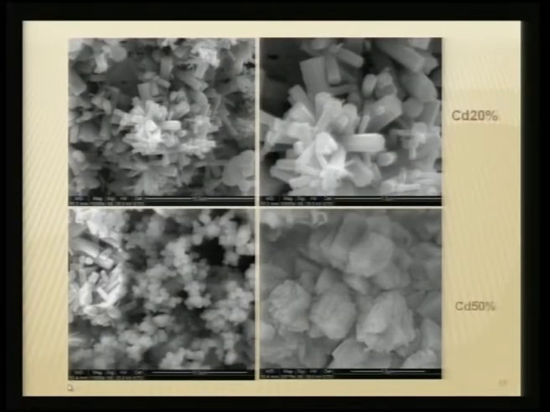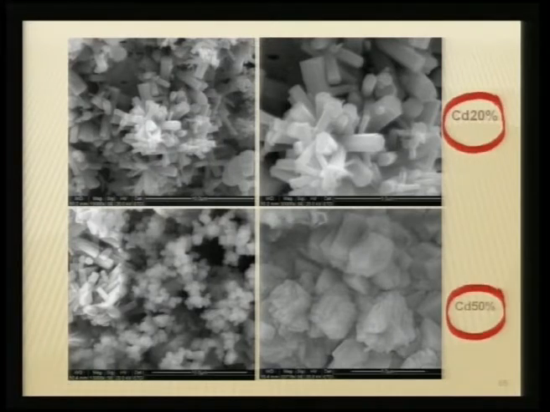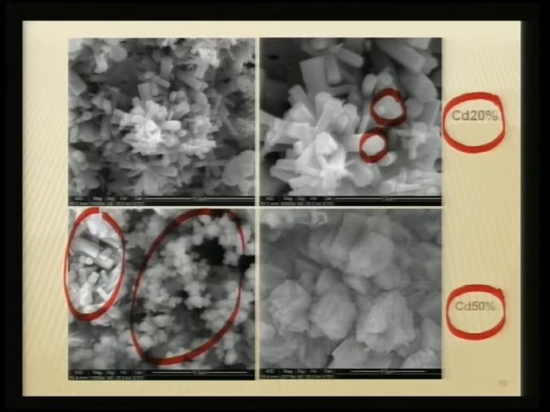Now, if you look at the SEM features of the 20% cadmium doped and 50% cadmium doped compounds, you can clearly see the effect of cadmium doping. When you go to 20%, you see a minimal effect, and all these are hexagonal rods of zinc oxide which are propping up, but when you go to 50%, you see this rod like feature is somewhere here, and you see this sort of features predominating.